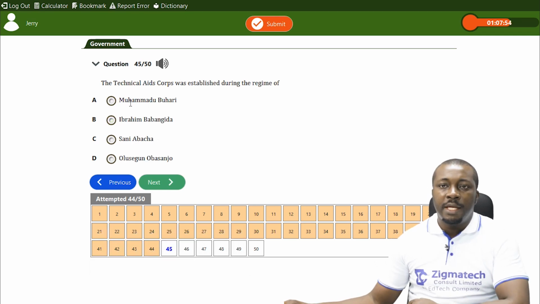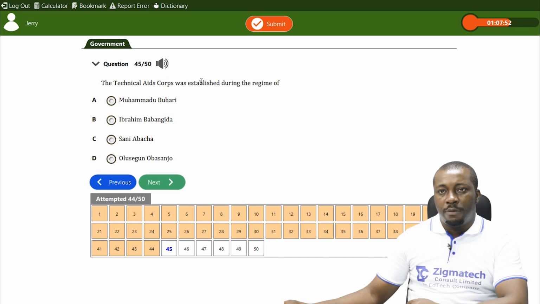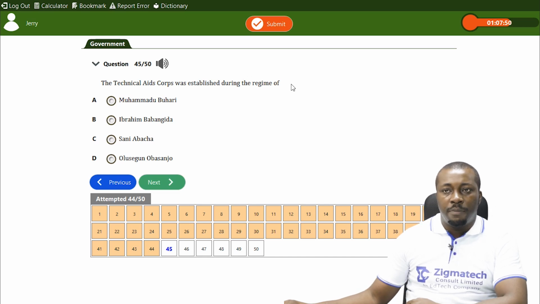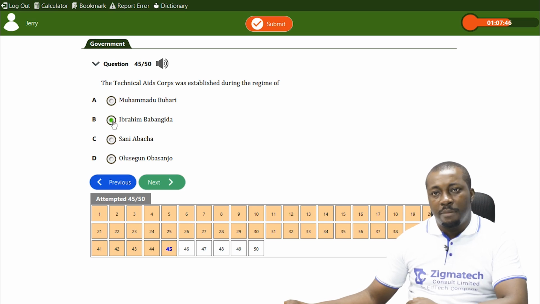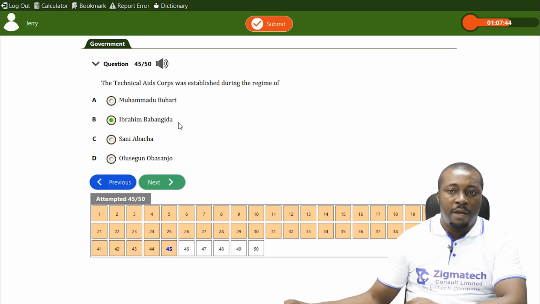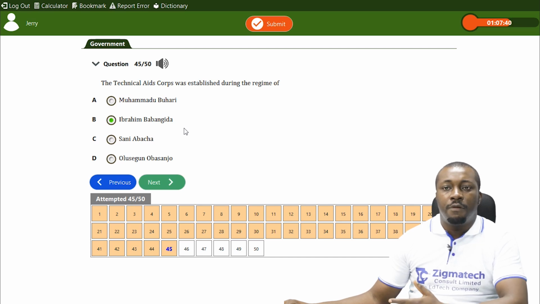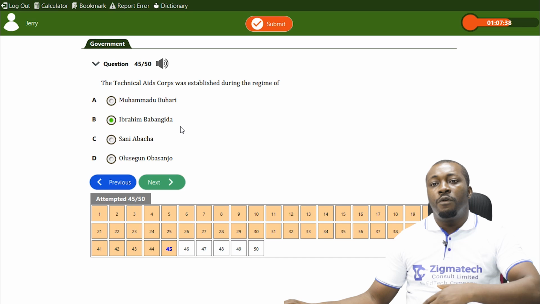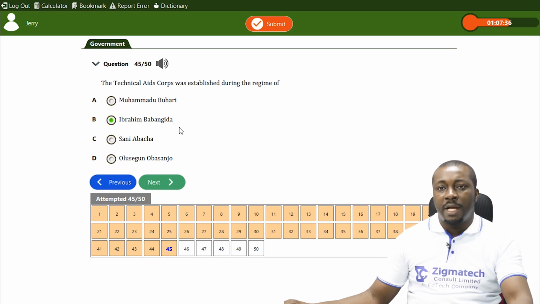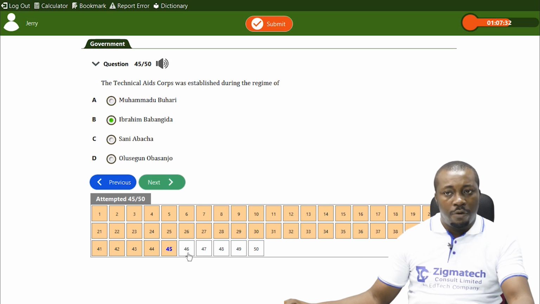Now, the Technical Aid Corps was established during the regime of Ibrahim Badamasi Babangida. This is a foreign policy scheme meant to empower Nigerians to voluntarily work outside Nigeria and also help to empower other people outside the country voluntarily.